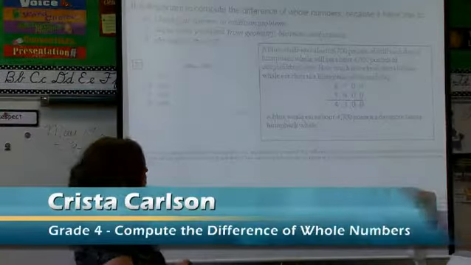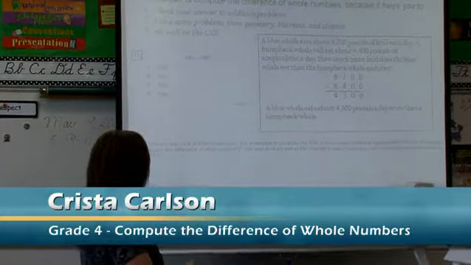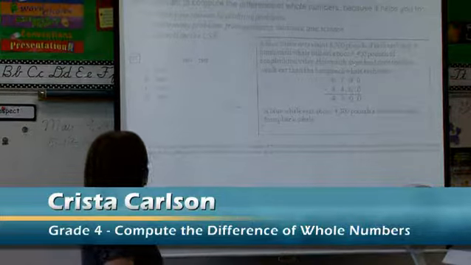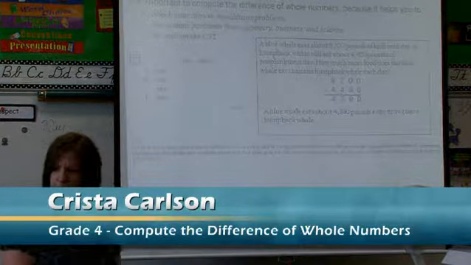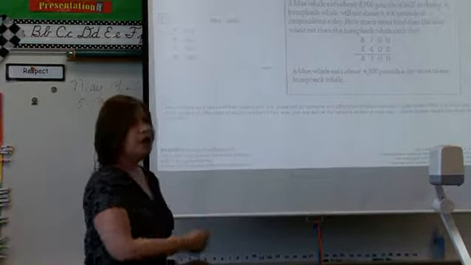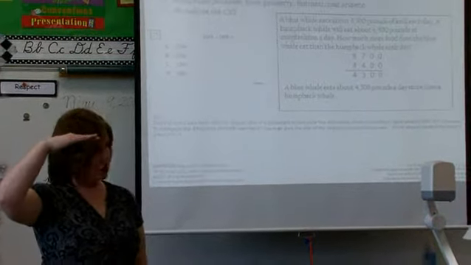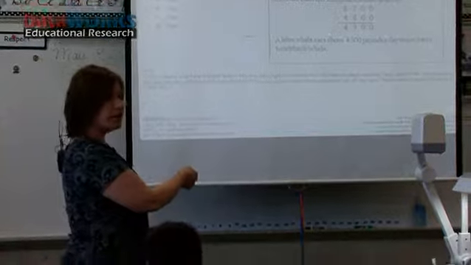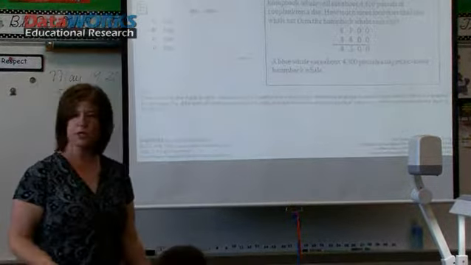If we read that word problem, the question is, how much more food does the blue whale eat than the humpback whale each day? So we would take those two numbers, and which number goes on the top? The larger number, and stack them by place value, and then we would subtract.